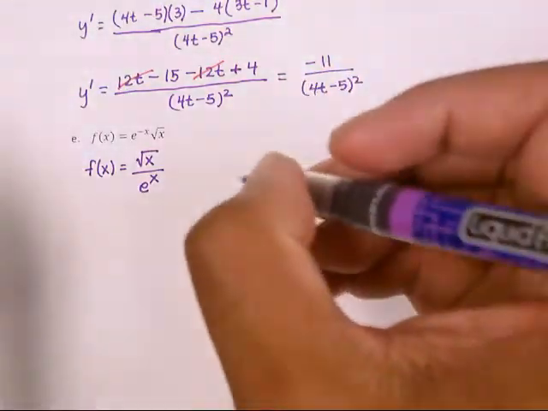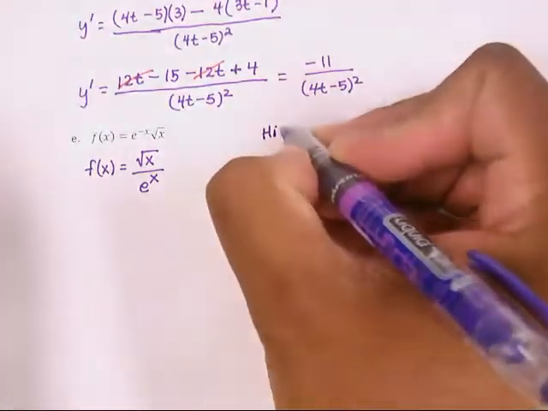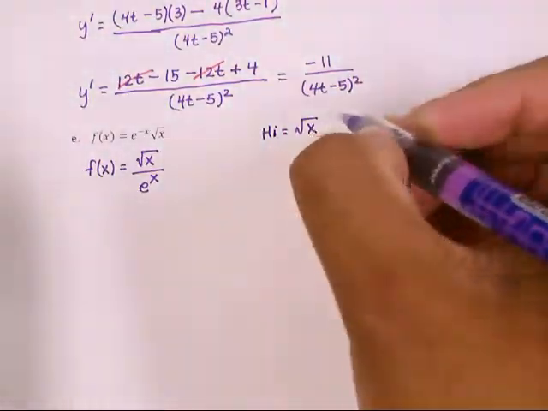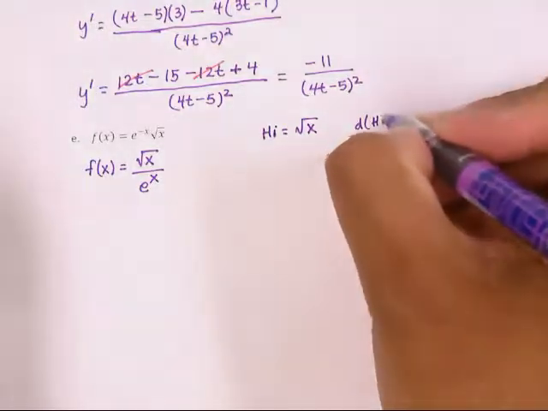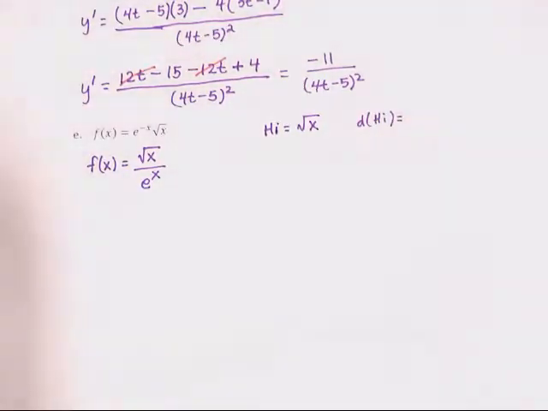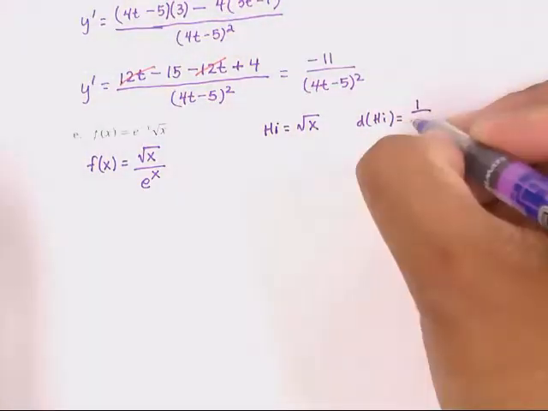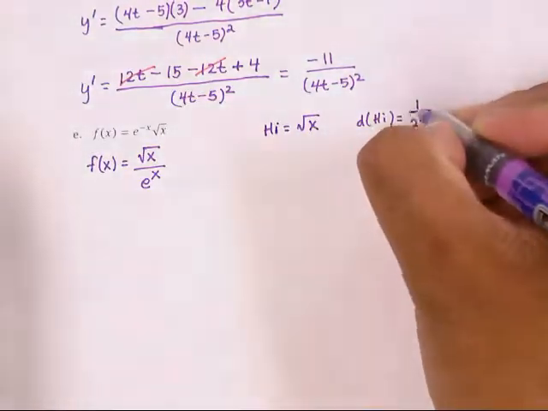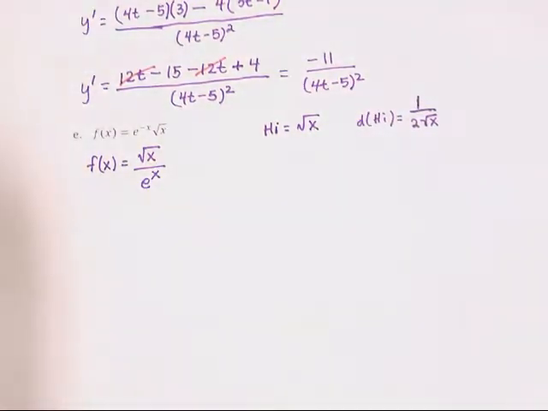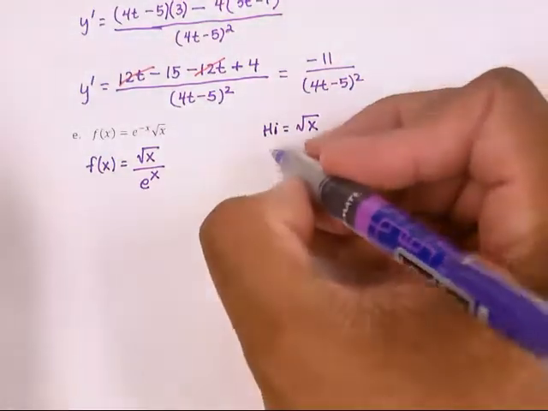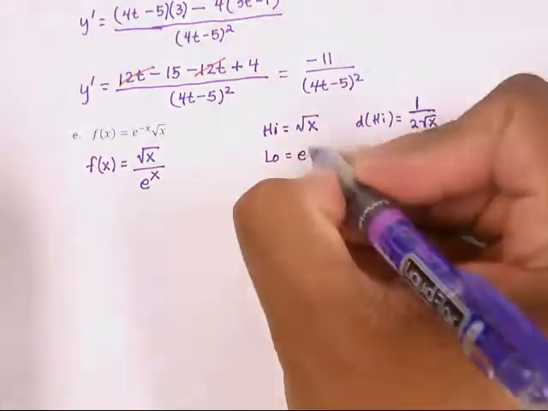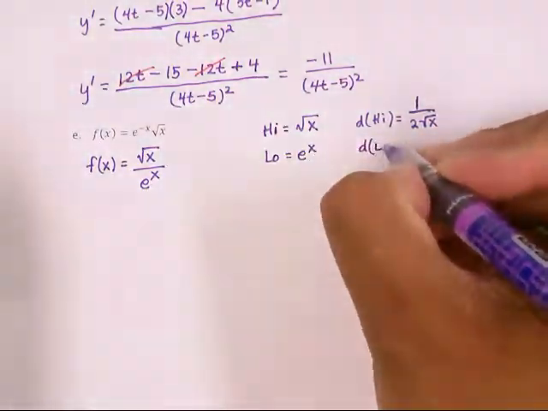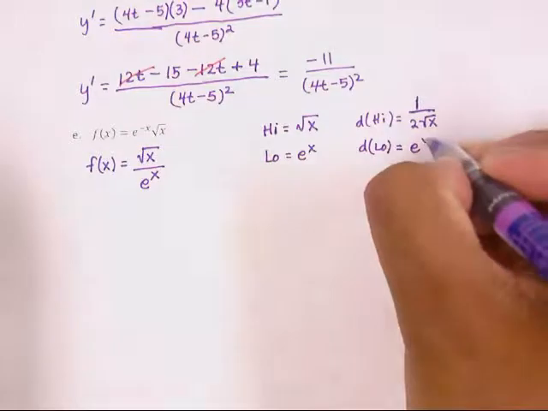In this case, this time the high is going to be the square root of x. Now, if you recall from one of the sections where I showed you, the derivative of the square root of x is 1 over 2 square root of x. I pretty much talked about that in Wednesday's class. So if the low is e to the x, the derivative of your low is simply, again, e to the x as well.